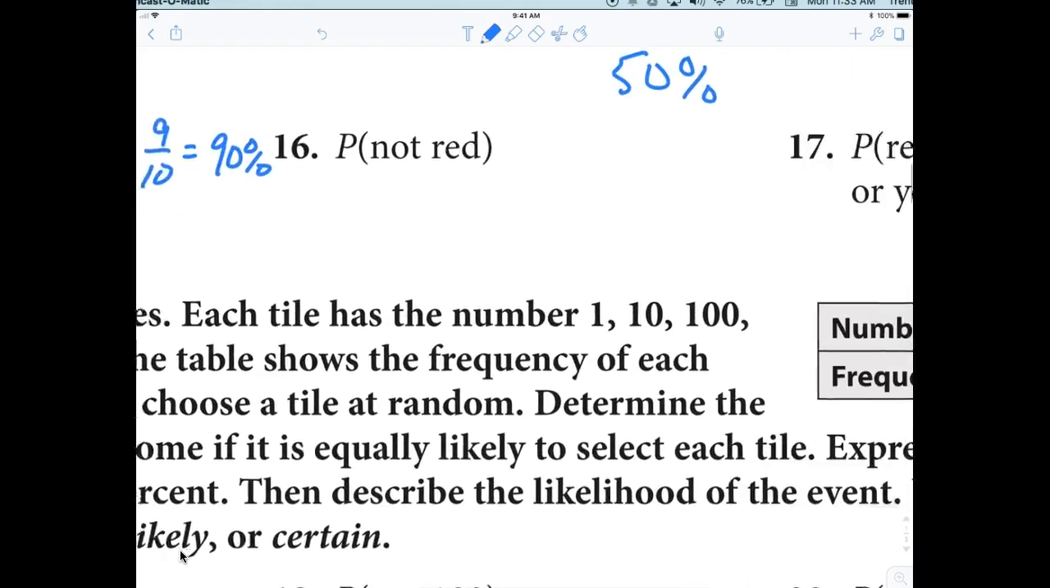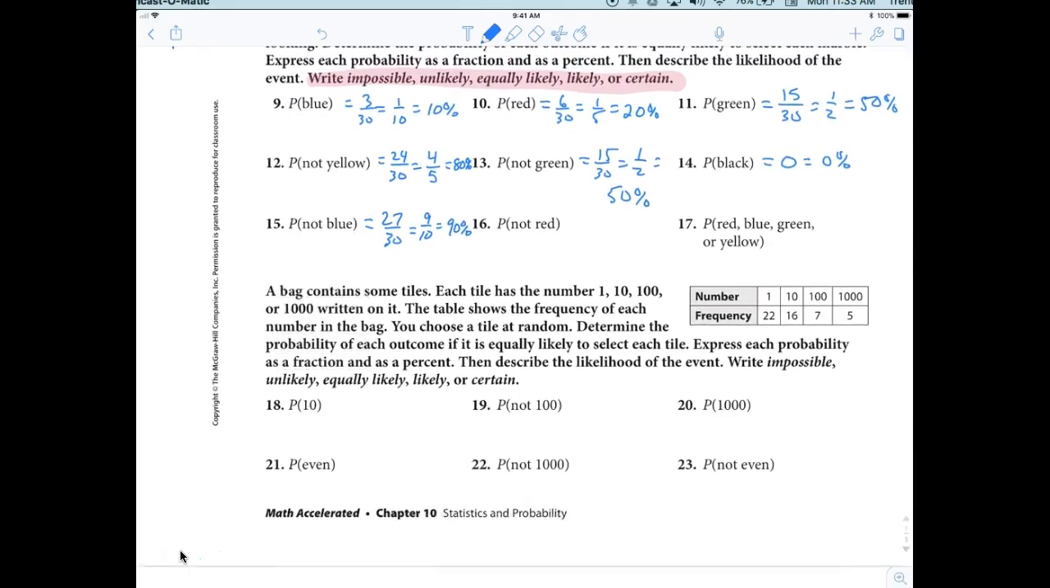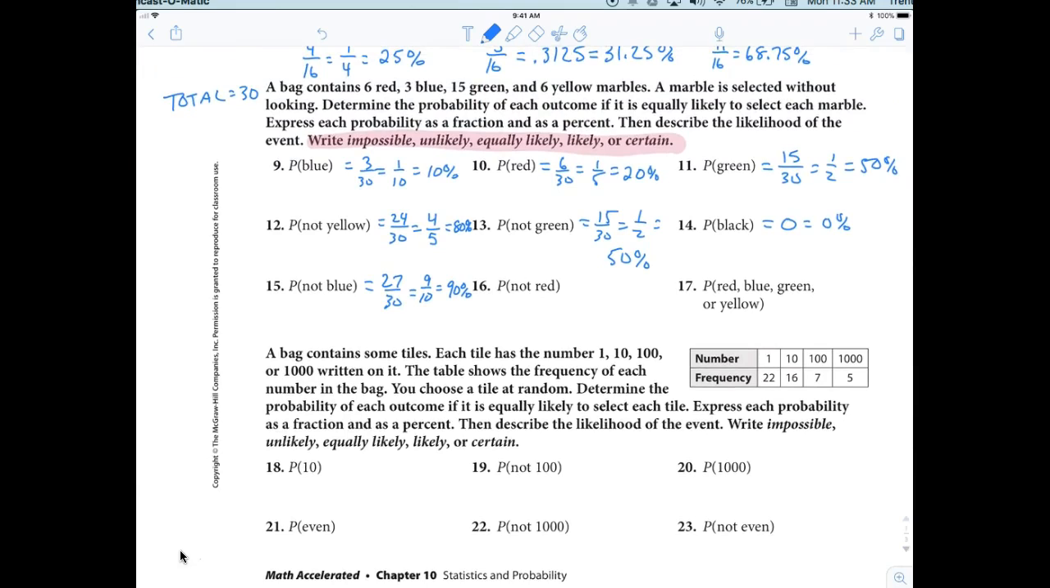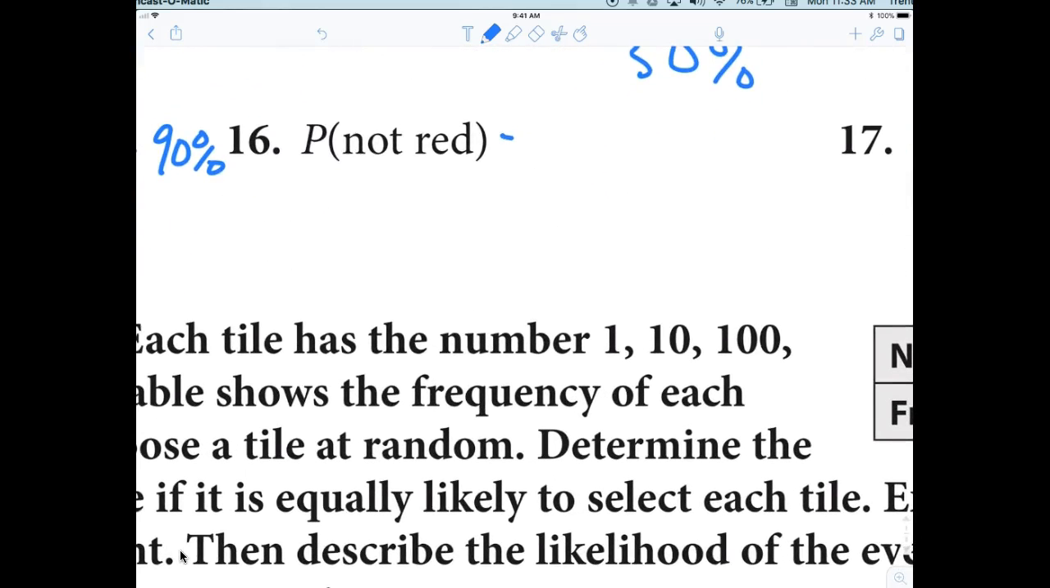Perfect. Will, if I'm not red, so you do, yeah, 24 over 30. Good job, 24 over 30. You reduce that by 6, yeah, 12 over 15. You reduce that by 3, 4 over 5. Good job. Colin, what about you?